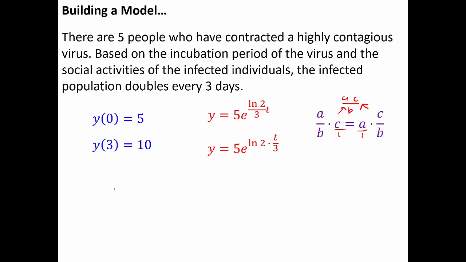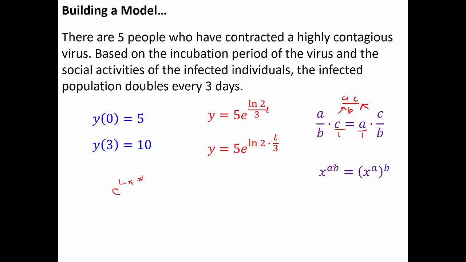The rule I had was about e being raised to the ln of x. It didn't say anything about e to the ln of x times something else. So I can't quite cancel the e and the ln until I recognize there's another property I can use here. That whole power to a power rule. When I have x to the a to the b, that's the same thing as x to the product of a and b. Power to a power is a product.